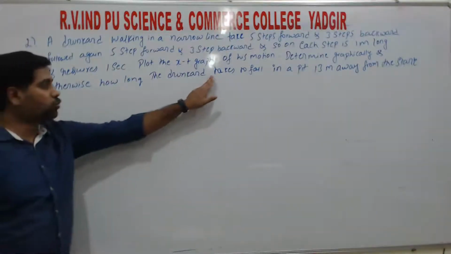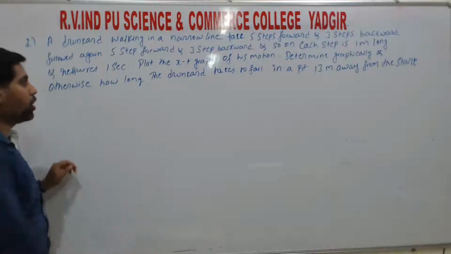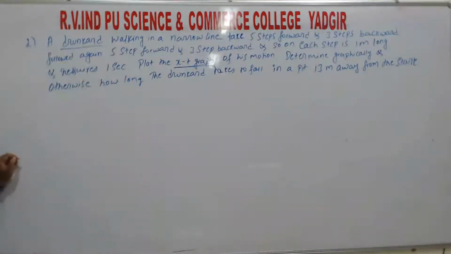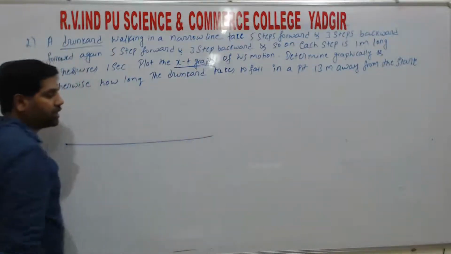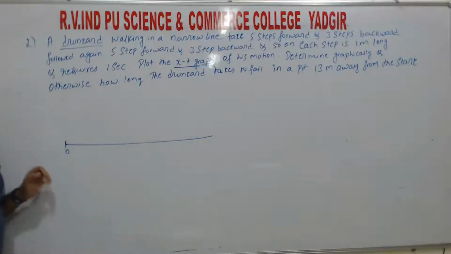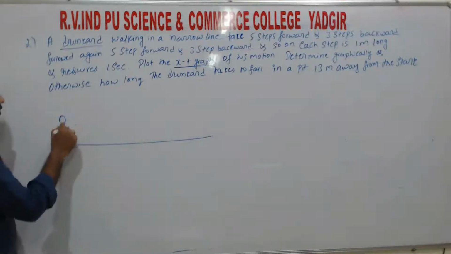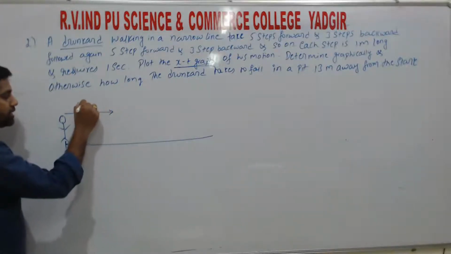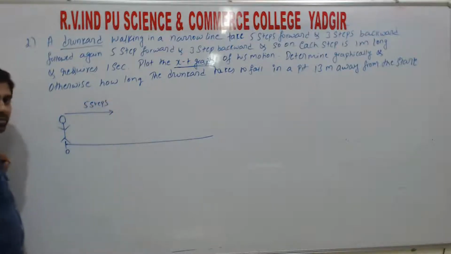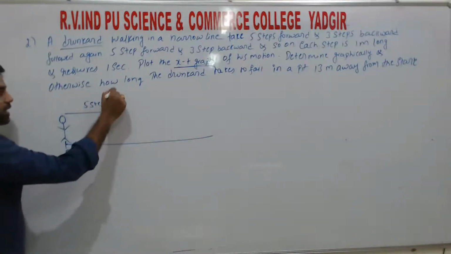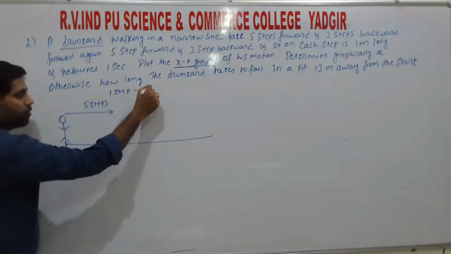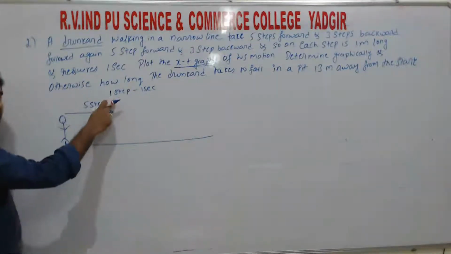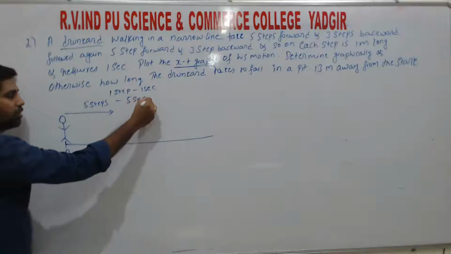So first we need to understand the question properly, right? Here we are going to plot the x-t graph. The given condition is a drunkard on a narrow line, starting from the origin. So he starts to walk. He takes 5 steps forward, right? For one step it takes 1 second, so for 5 steps he takes 5 seconds.